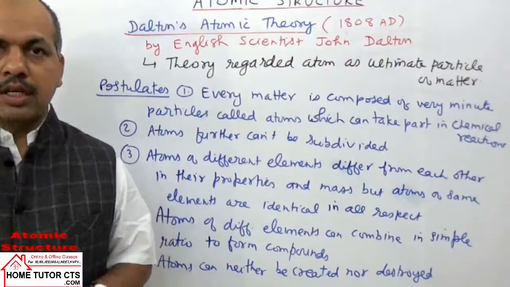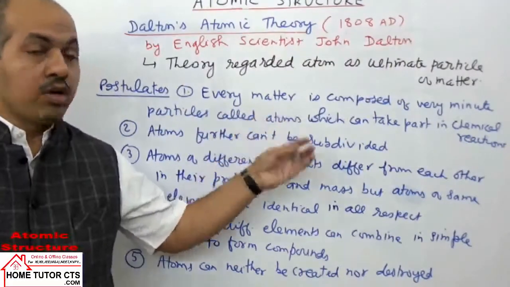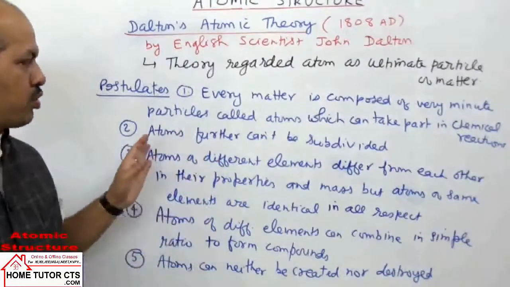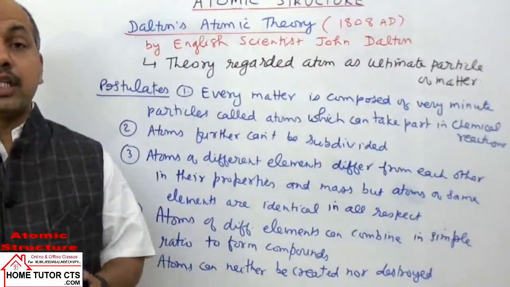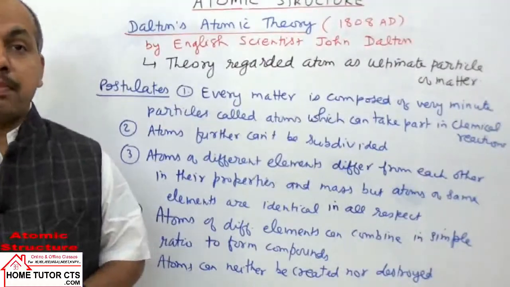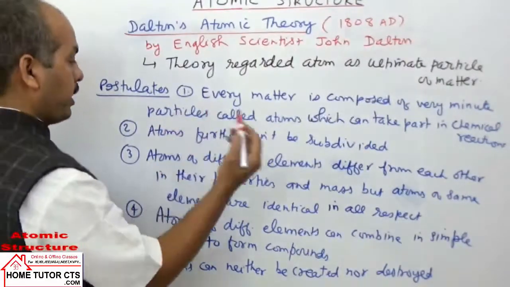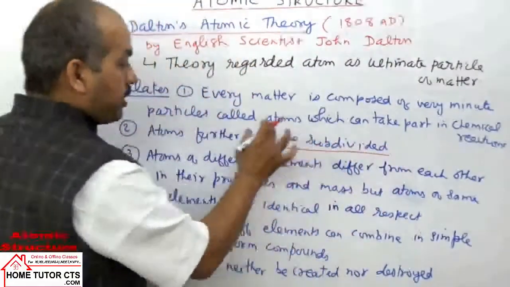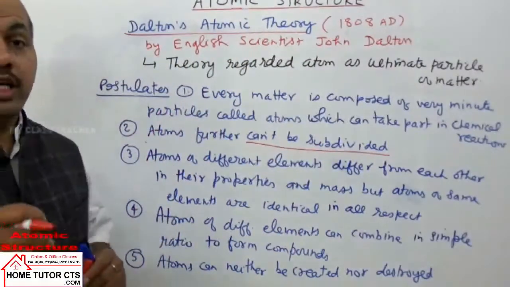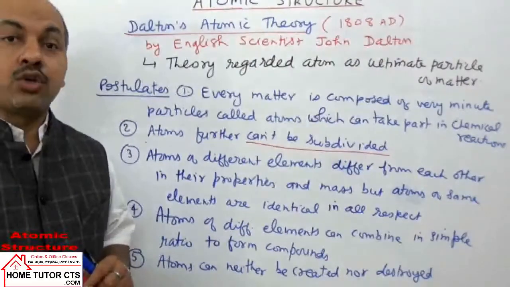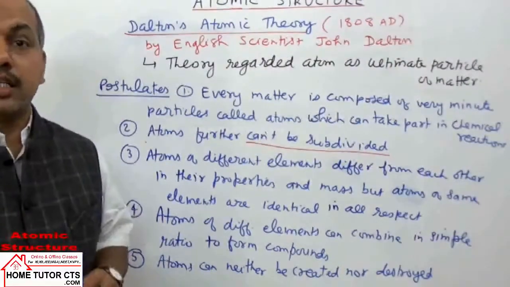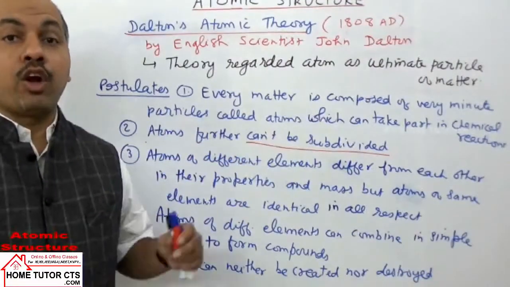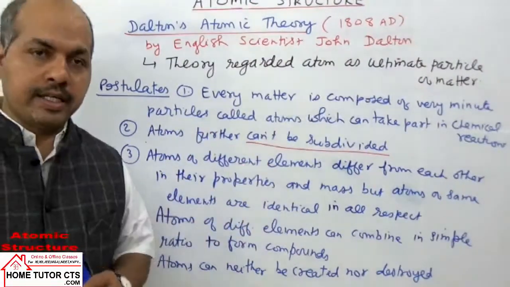We call them atoms, and they're the smallest particle which can take part in chemical reactions. As the first postulate, the atom cannot be divided further into smaller particles. Atom means uncuttable; atoms can't be subdivided. That's the basic idea, the point which we are using for the next topic, the cathode ray experiment, from where we get the next model.